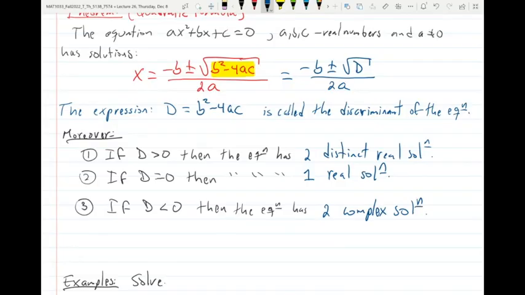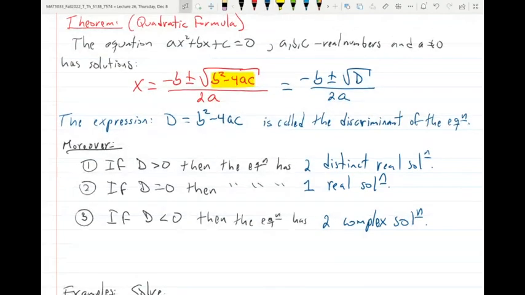Okay? So again, you're going to look a little bit deeper into this once you are in college algebra next semester. But this is a nice number to know because it will tell you what type of solution to expect beforehand. And also it will speed up your computation of the solutions because it's nice to compute this discriminant first, and then once you have it, you just put it in here instead of having a big mess in your formula.